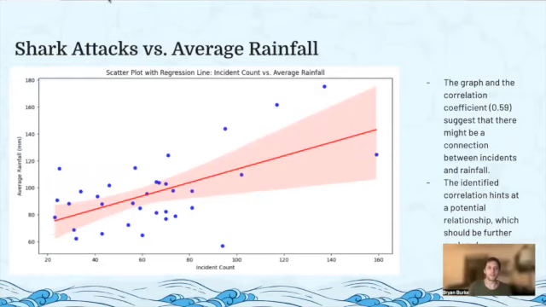This graph shows shark attacks versus average rainfall. The graph and the correlation coefficient suggest there might be a connection between incidents and rainfall. The identified correlation hints at a potential relationship, which should be further explored.